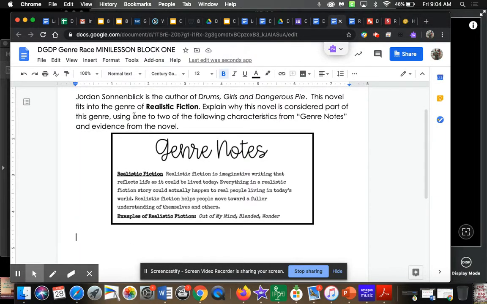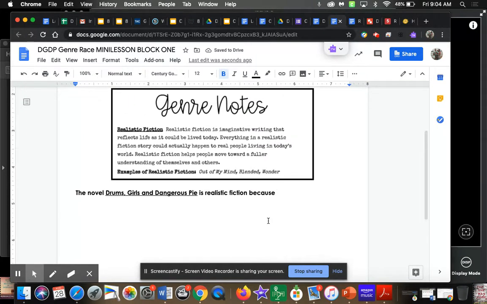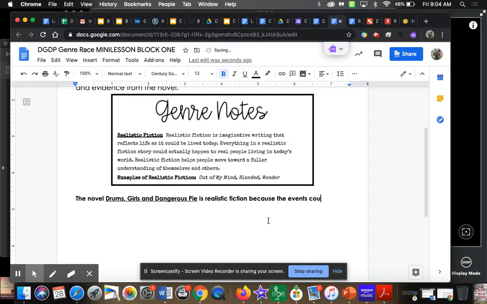Why is this novel considered part of this genre? So I'm going to restate the question: the novel Drums, Girls, and Dangerous Pie is realistic fiction because, that's my R, because the events could happen to real people. You don't have to write down this whole paragraph because it's going to be on Schoology, but if you want to, you can.